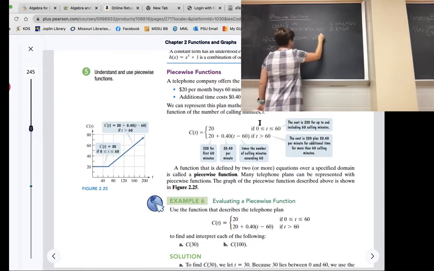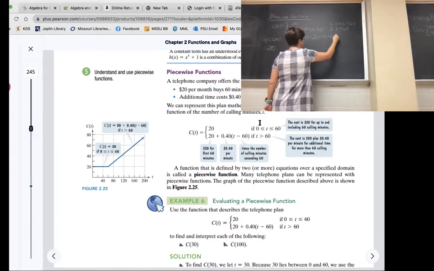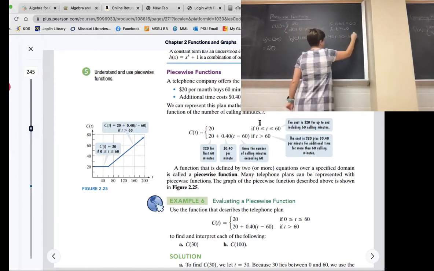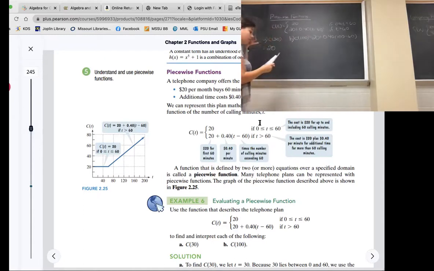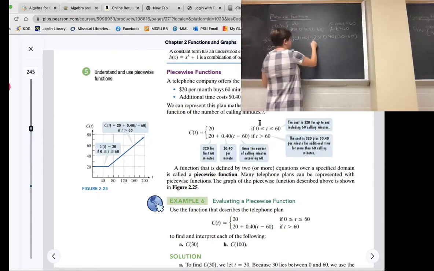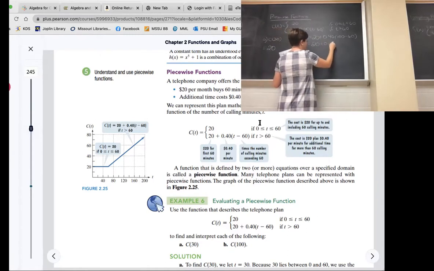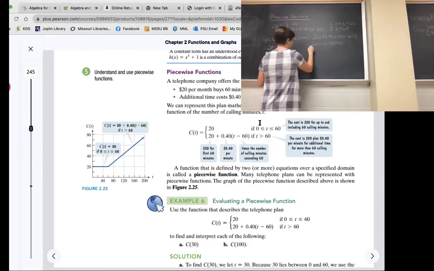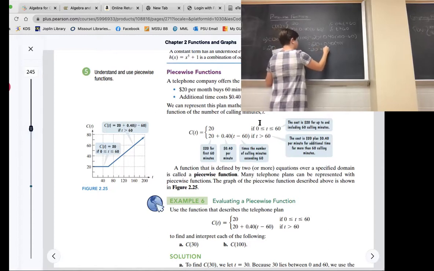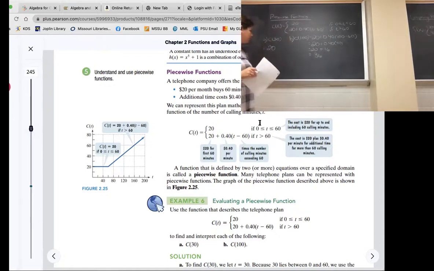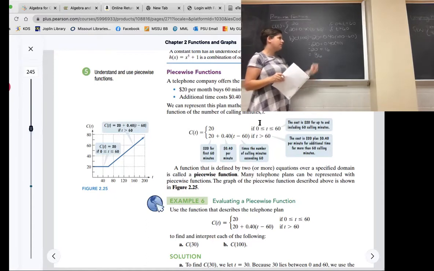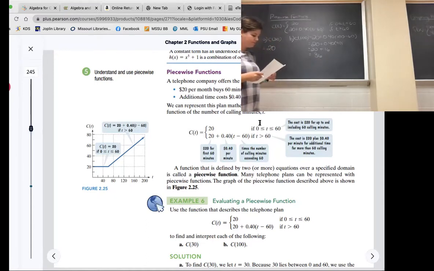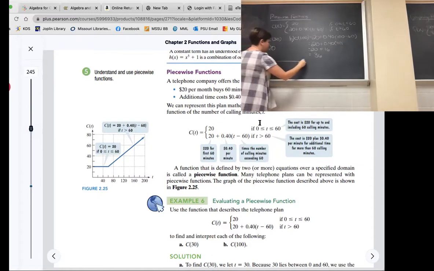So we have 20 plus 0.40 times 100 minus 60. That's 20 plus 0.40 times 40, which is 20 plus 16, which is 36. So it's going to cost us $36 for that month if we use 100 minutes. So the way this looks on a graph in a very general form, we have 20, 40, 60, 80, 120.